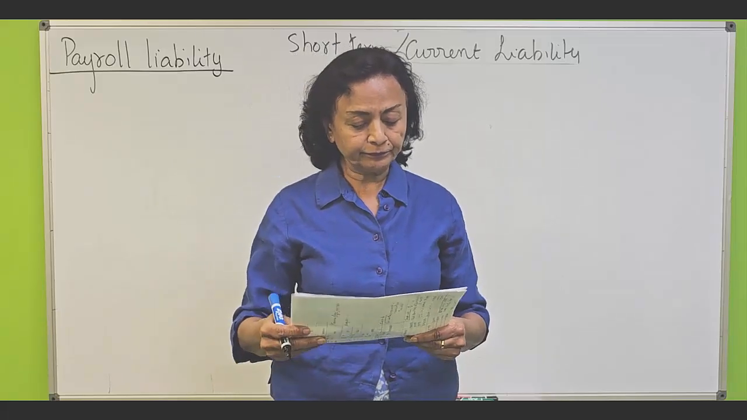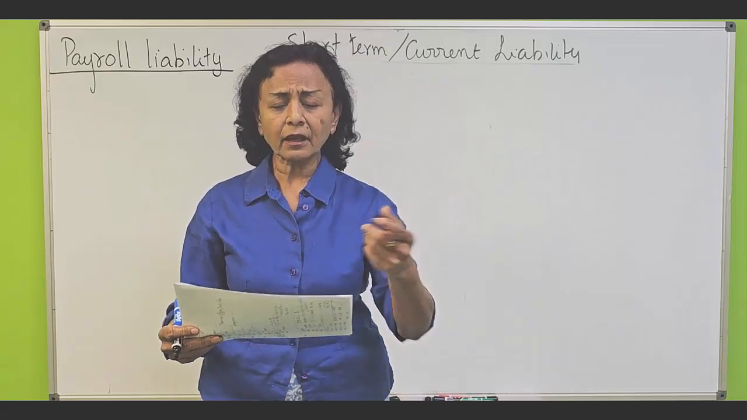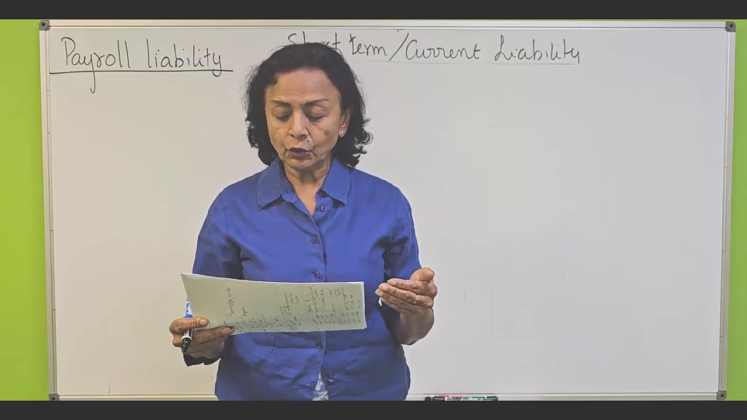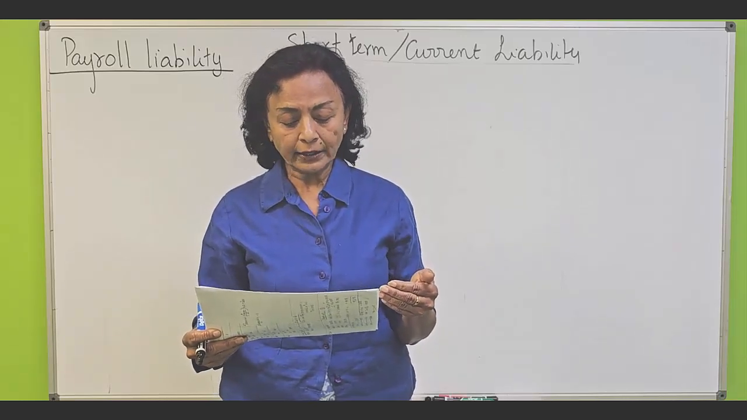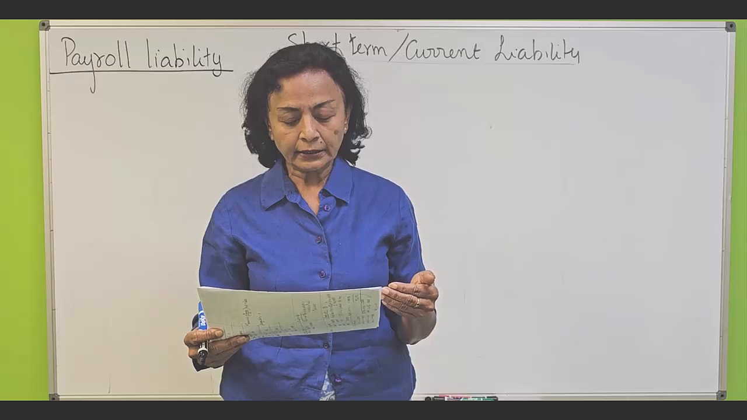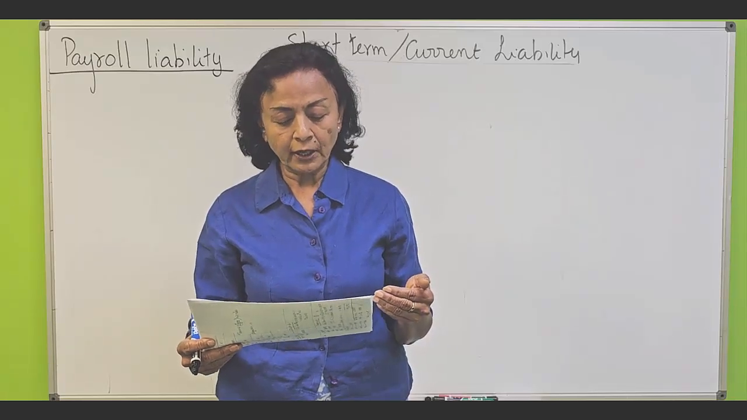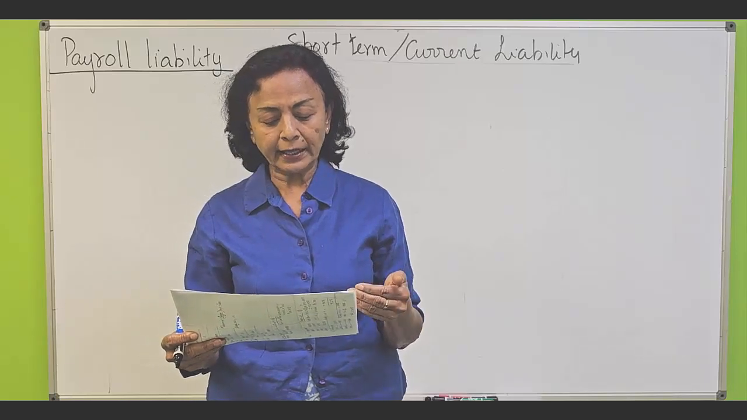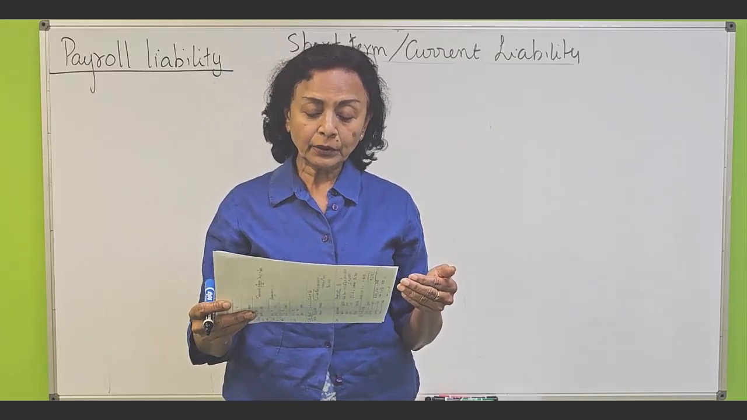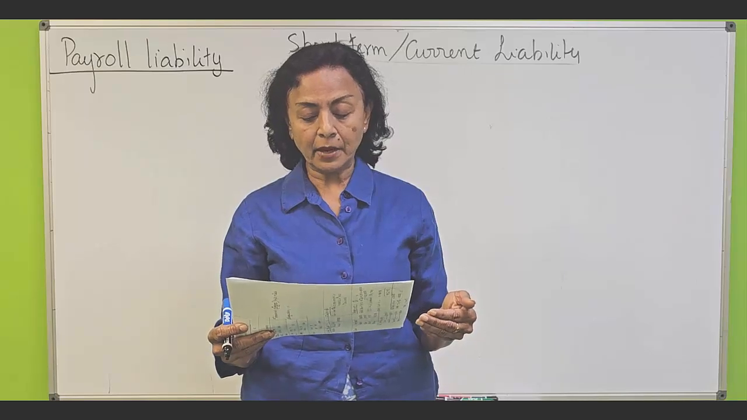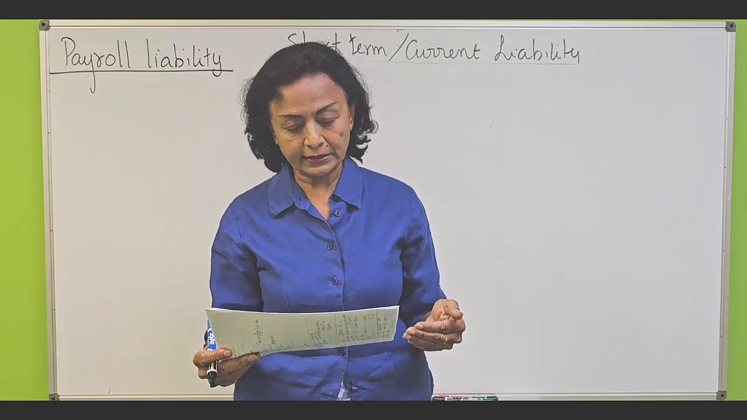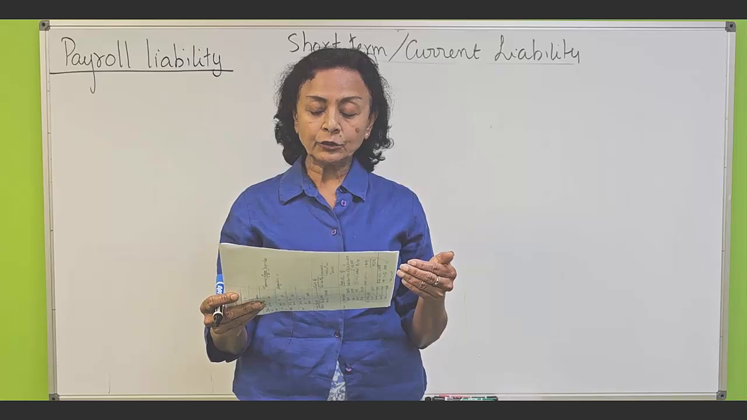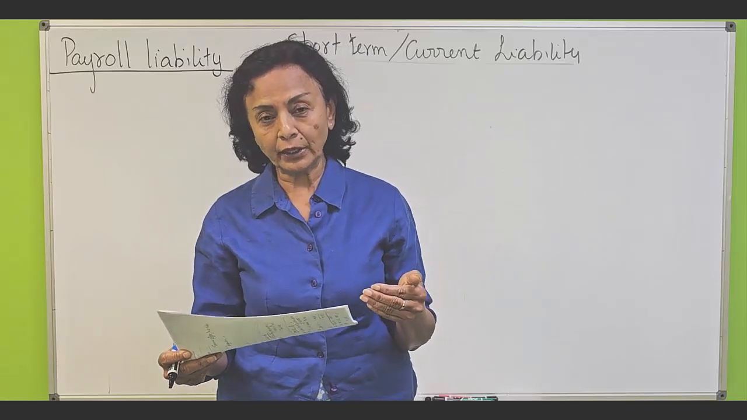So here, the example, for the month of January, the total wages and salaries of all employees amounted to $350,000. The full amount is subject to the Social Security and Medicare taxes. The company withheld 15% of the amount for the federal income tax. The net amount will be paid to the employees on the first of the following month.